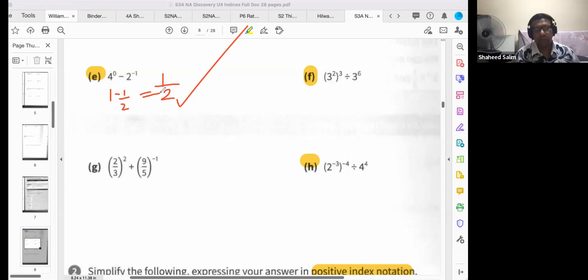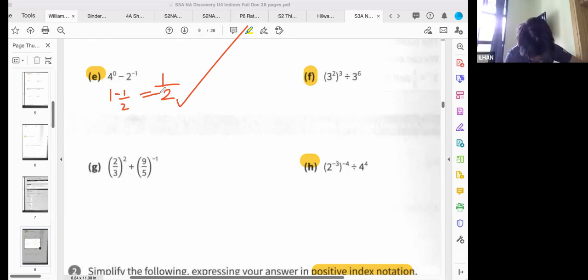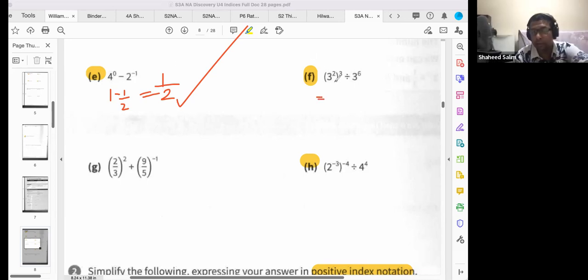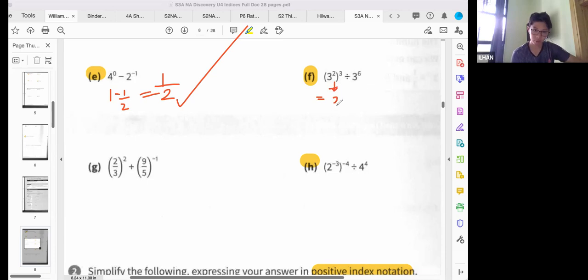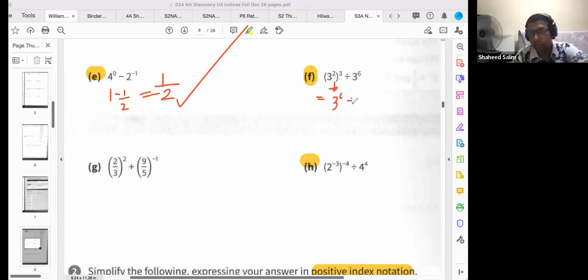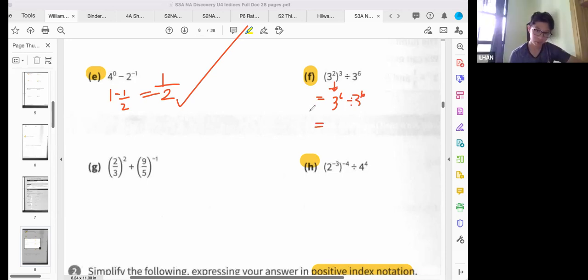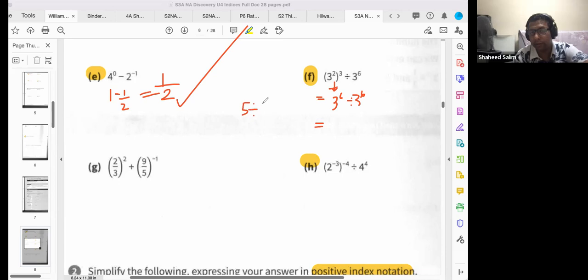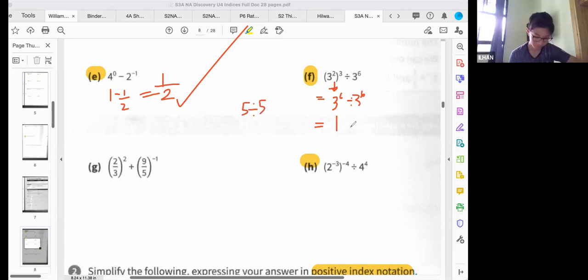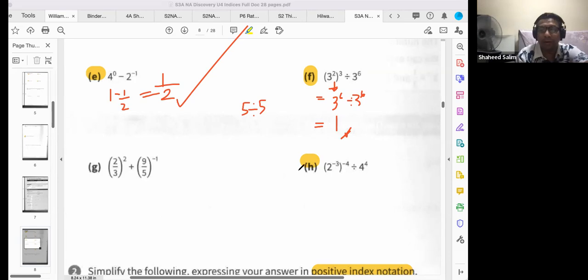3. 3, yeah? Okay, let's see now. We do together. What's your answer for this one? 3 to the power of 6 divided by 3 to the power of 6. What is 5 divided by 5? 1. Sorry. Okay. Be careful, be careful. All right, the next one is H.